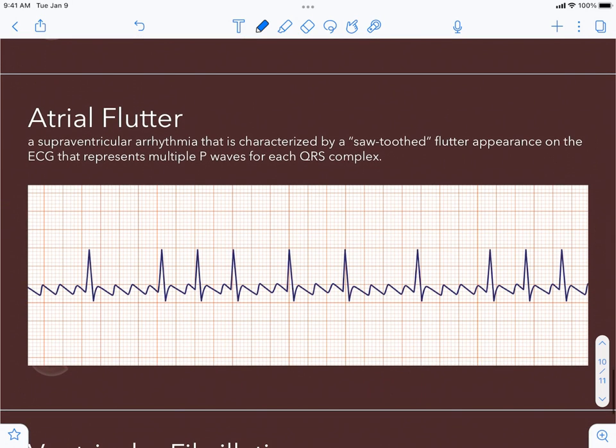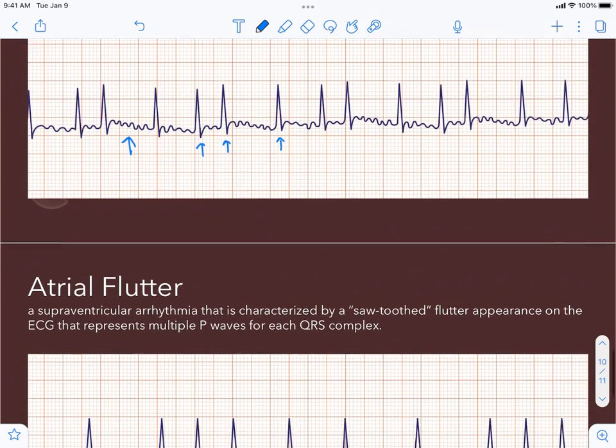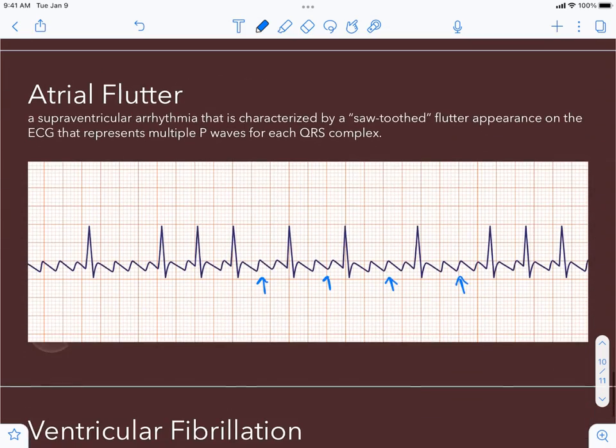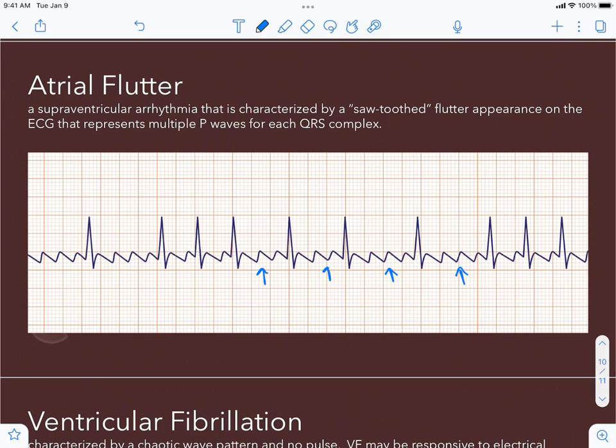Atrial flutter is something different. We end up with multiple P waves for each QRS complex. I don't actually know much about this other than to say this is characterized by this sawtooth pattern. I don't actually know in terms of causes what's the difference between fibrillation and flutter. Maybe somebody else smarter than me knows.